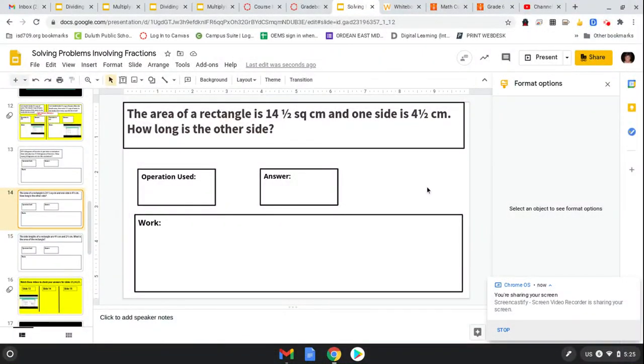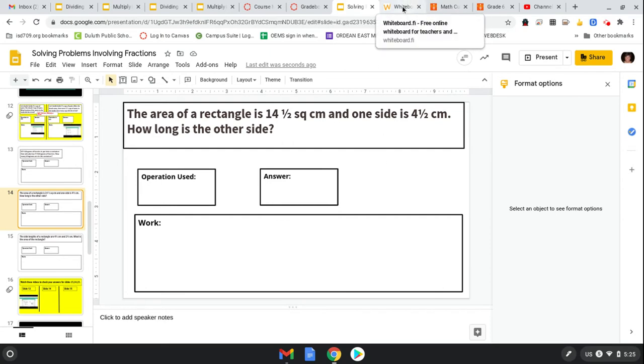Let's look at slide 14. The problem is the area of a rectangle is 14.5 square centimeters and one side is 4.5 centimeters. How long is the other side? Again, we're looking at the operation we used, what we got for an answer, and how we got there.